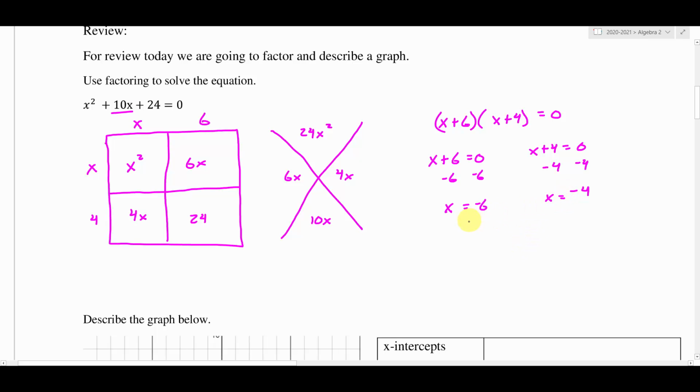When you go to enter your answers into MyOpenMath, you'll state it like this. You'll say x equals negative 6 and then comma negative 4. So you separate your 2 answers with a comma. You do not need to put parentheses on this. Even though it looks like an ordered pair, it does not represent a location on the graph. It represents 2 solutions to an equation.